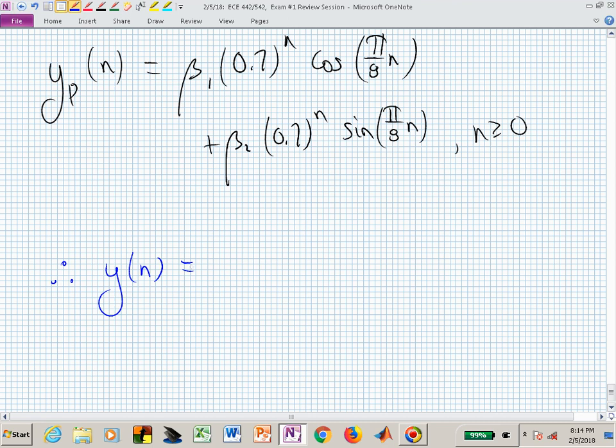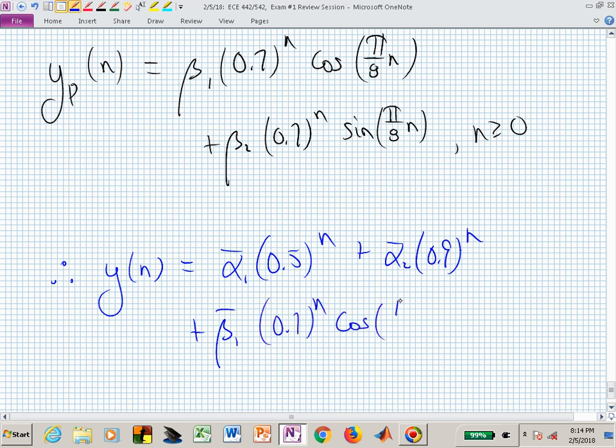So now this is just going to be alpha 1 bar 0.5 to the n plus alpha 2 bar 0.9 to the n plus a beta 1 bar, let's say 0.7 to the n cosine pi over 8n. And do you see that I could actually have said this is also some offset, maybe there, and that would be equivalent. Or it could be a beta sub 2 bar 0.7 to the n sine of pi over 8n. Those are the same. You would just have to find gamma and beta 1 bar versus beta 1 and beta 2 in the cosine and sine.